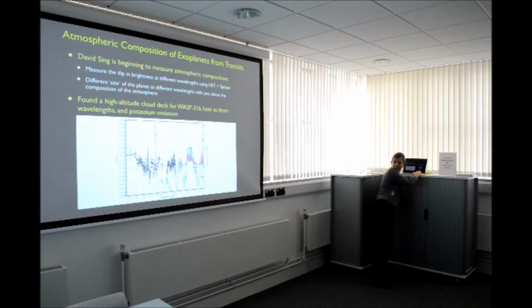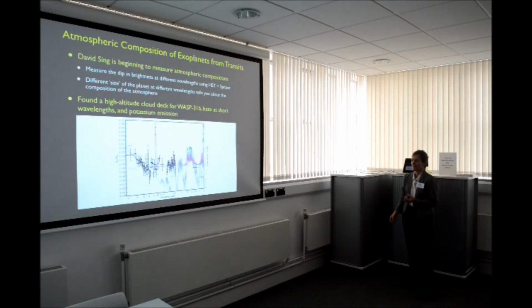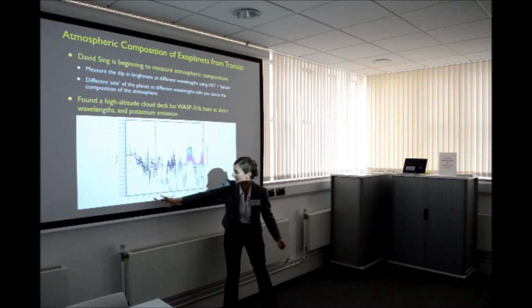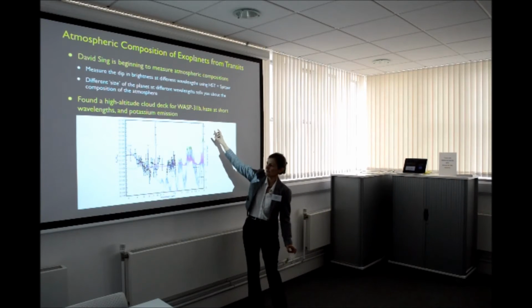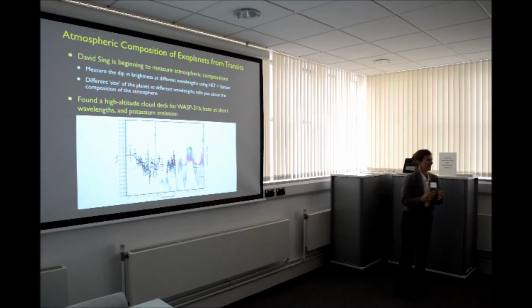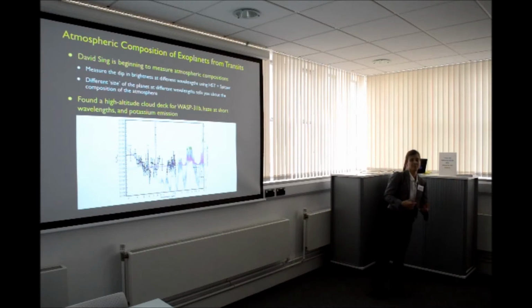So here's an example of a planet for which David Singh has done this. On this graph at the bottom, what we're looking at is wavelength on a log scale. And on this axis, we're looking at the radius of the planet divided by the radius of the star. That's related to the fraction of the light that's been blocked off in the transit. So if more light is blocked off in the transit, the planet is effectively bigger at that wavelength. That means the atmosphere is opaque further out at that wavelength.